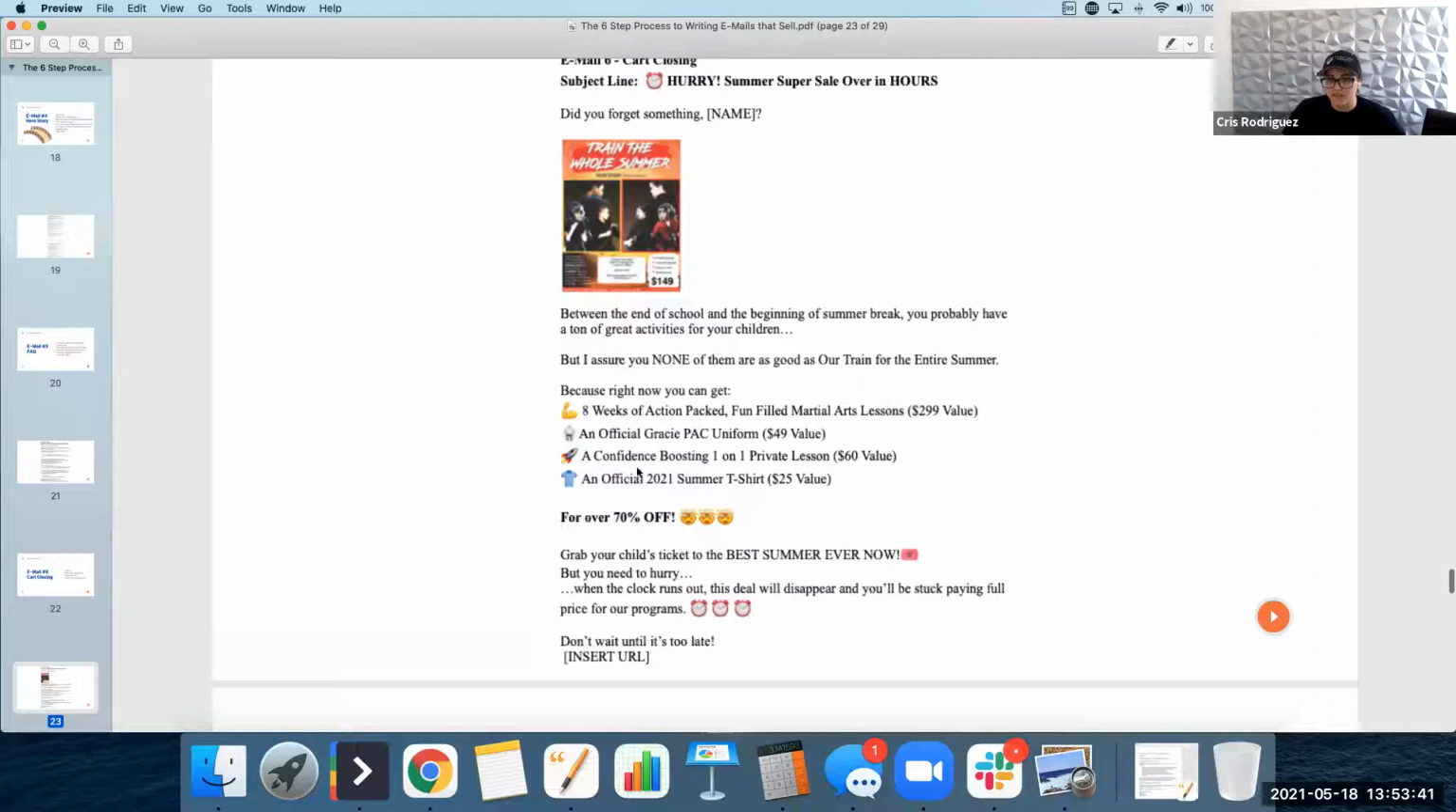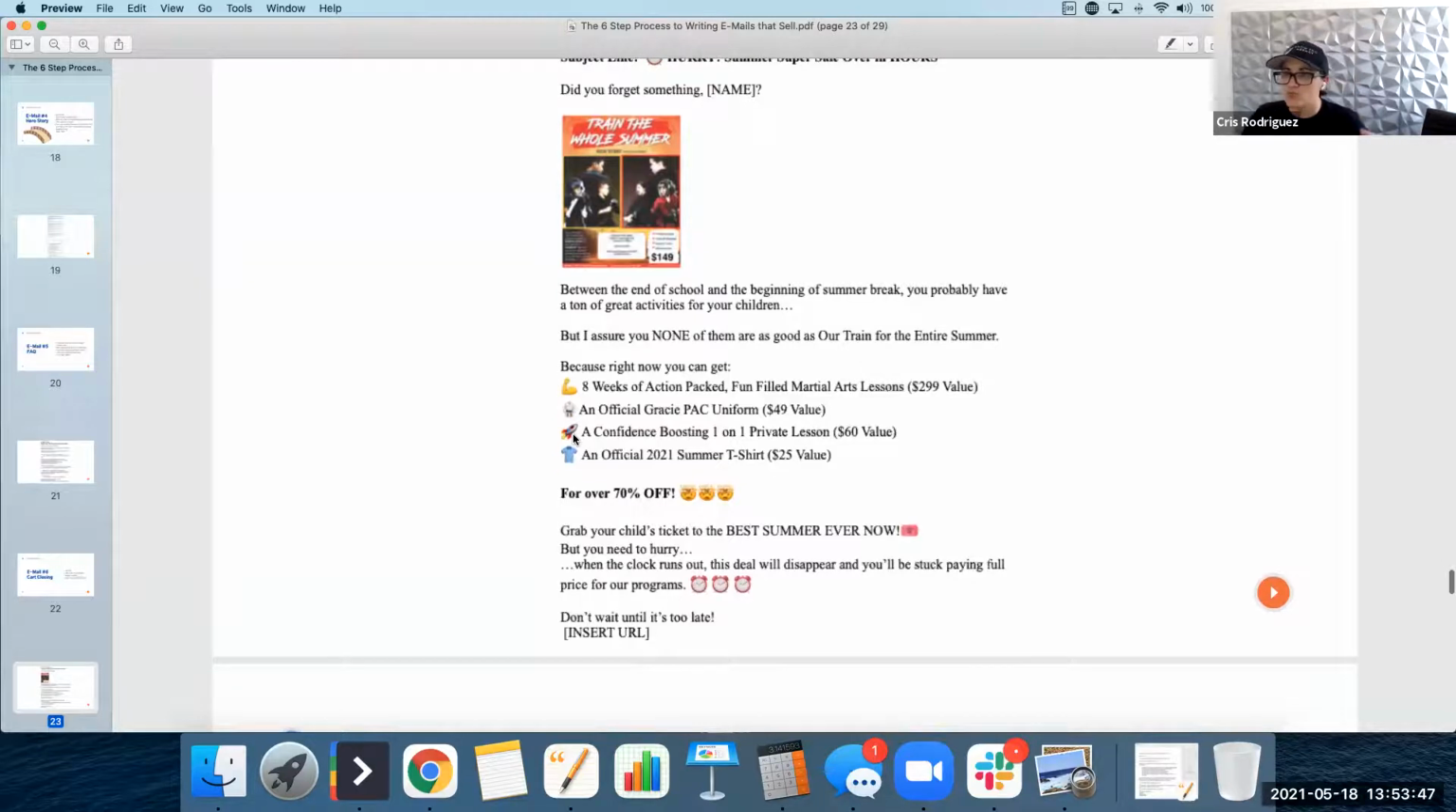Because right now you can get, what am I doing? I'm just copy and pasting the offer in there, and I'm swapping out the emojis, which makes it look visually different from the other emails. And I'm not only going to put the savings. In the earlier emails, I put savings of 300. This one I put for over 70% off. And then we have our call to action with inserting the URL.